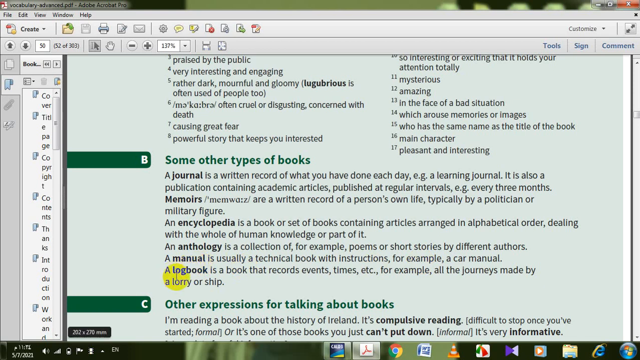Logbook. A logbook is a book that records events, times, etc. For example, all the journeys made by a lorry or ship. اللي هو السجل. سجل السفينة, يعني عدد الطلعات والنزلات. عدد السفريات, for example, الشهري. A logbook is a book that records events, times, etc. For example, all the journeys made by a lorry or ship.